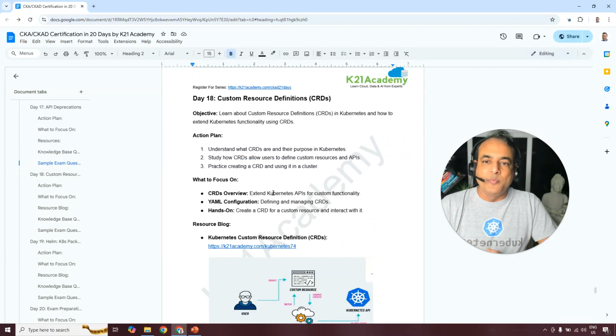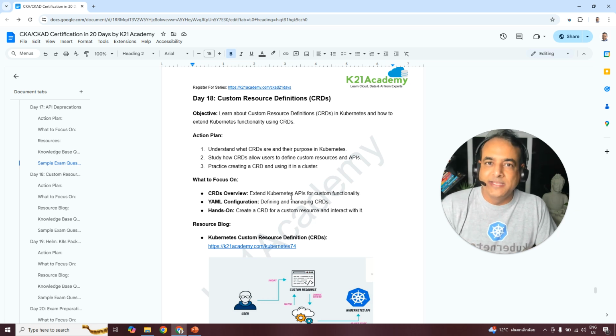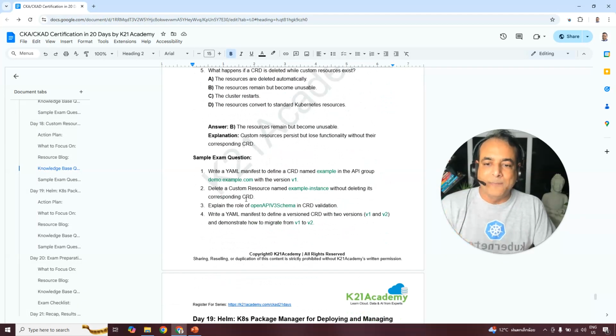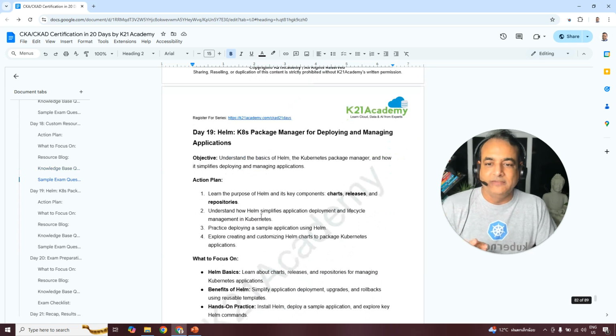Day 18 is going to be about custom resource definitions, what they mean, how this functionality works, why you need them, and how you create them. We'll talk about CRDs and the exam, also the knowledge check, and then also sample exam questions related to the CRDs that you see.